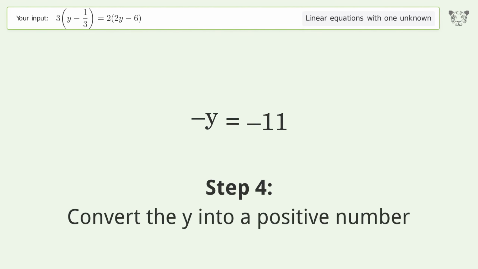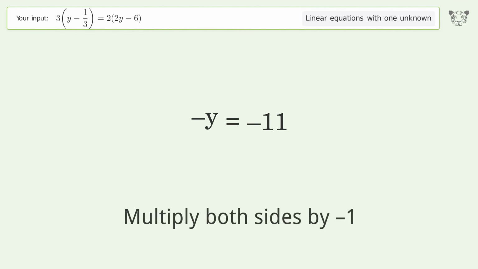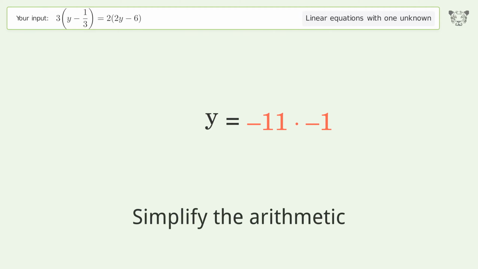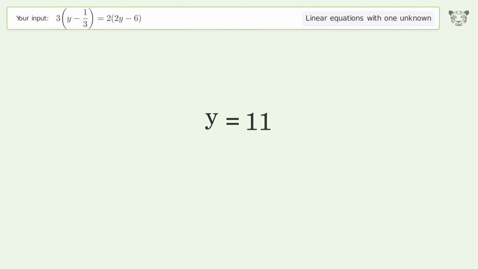Convert the y into a positive number. Multiply both sides by -1. Remove the ones. Simplify the arithmetic. And so the final result is y equals 11.